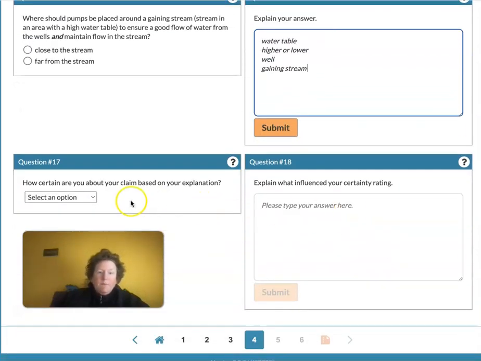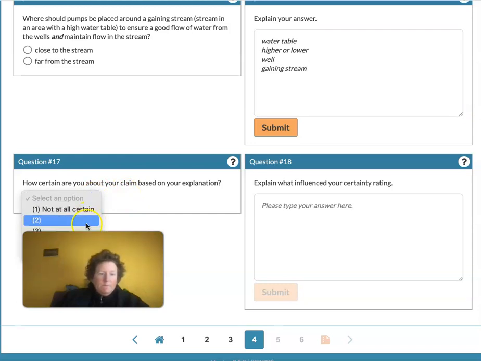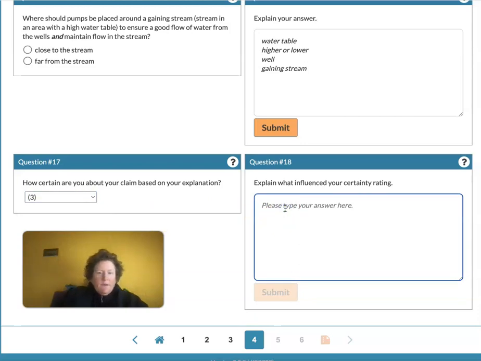How certain am I about my claim based on my explanation? I'm going to say 3. I'm going to take some middle ground here because I'm going to say somewhat certain because I can see what is happening in the model. But there's also a degree of uncertainty because all models are imperfect.